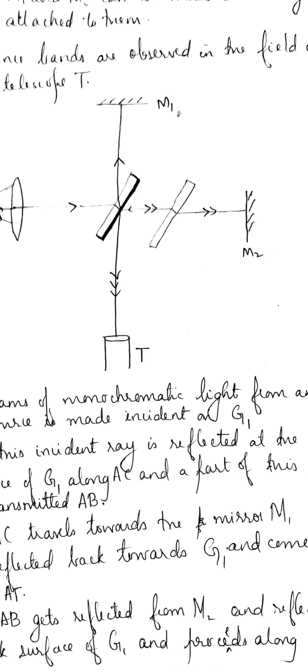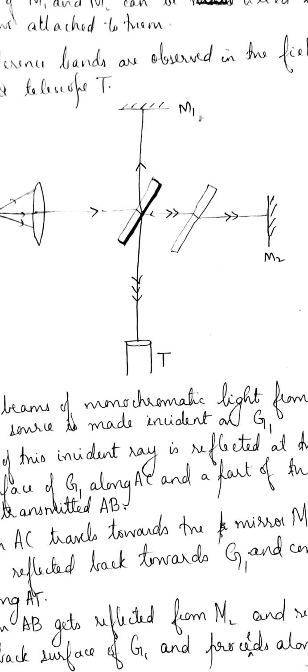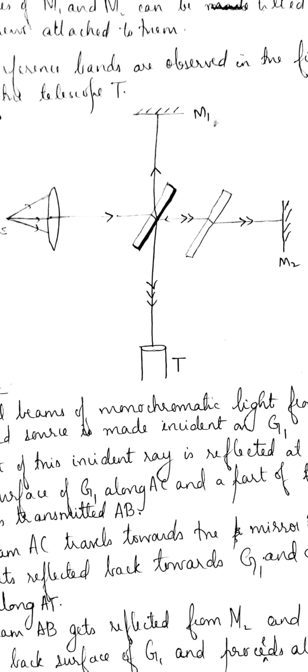Now how does it work? Parallel beams of monochromatic light from the source come and fall on the glass plate. Out of this incident ray, a part is reflected at the back surface of the glass plate. The glass plate G1 is silvered at the back.